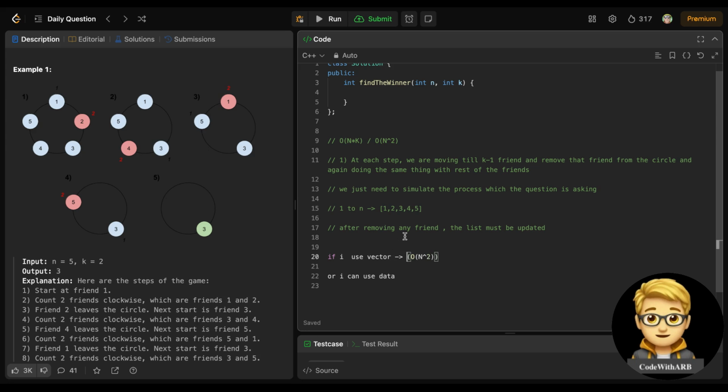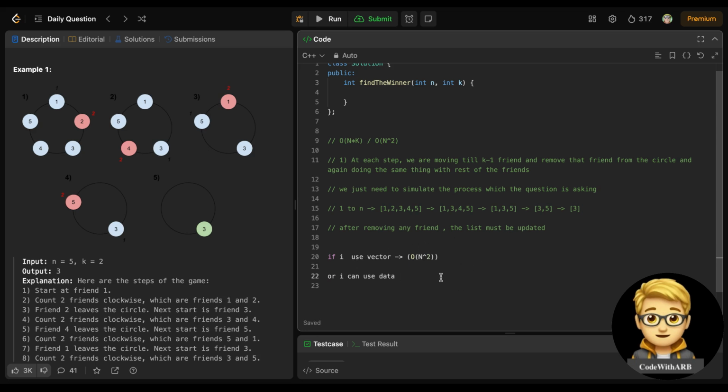I will move till k minus 1, and then remove that element, and update my vector, right? So after the update, it will become 3 4 and 5. Now I will simulate the process on this. After this it will again be updated to 1 3 5. Same thing happening again and again, right? And the last element which is left at this stage will be our answer. So that will take O of n square, right?